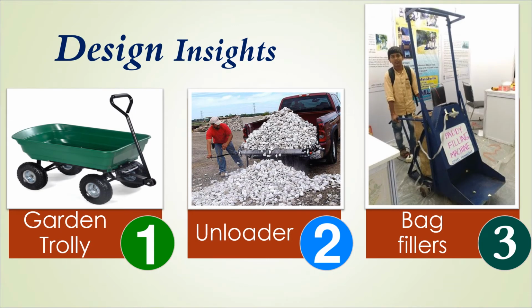So here are the pictures of the 3 main design insights. The first one is the garden trolley that describes the structural component of our equipment. Next is the unloader. It is for efficient unloading, and the bag filler is for efficient loading.